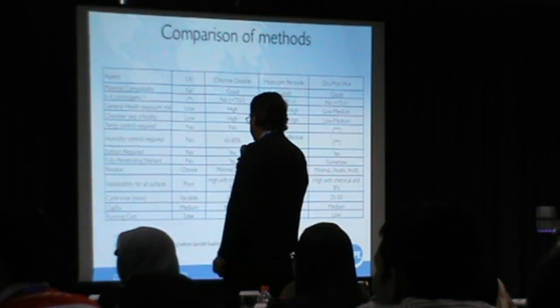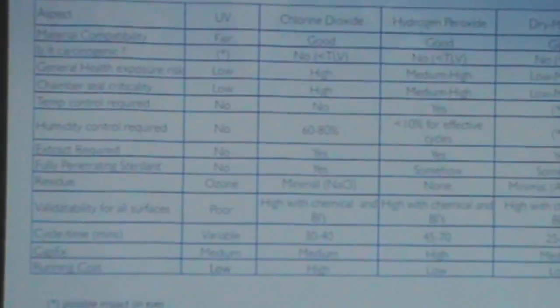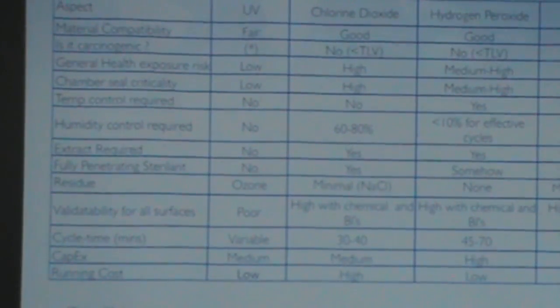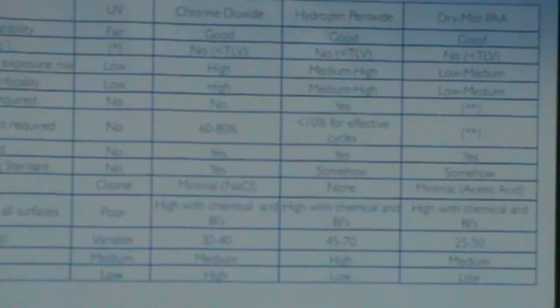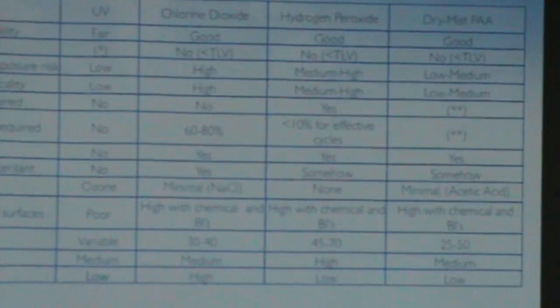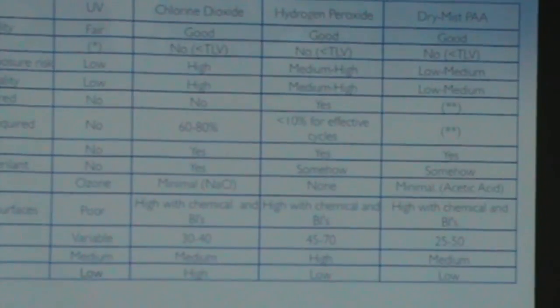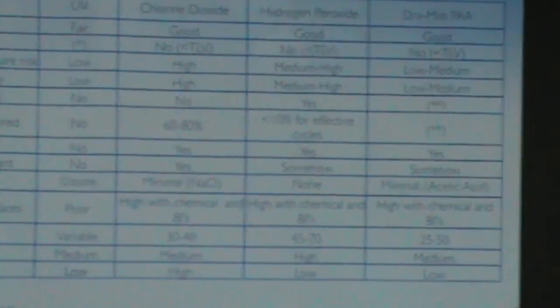So this is a comparison of different methods: UV, chlorine dioxide, hydrogen peroxide. Cycle time. I don't consider UV because it is not a reliable system. Why is UV not a reliable system? I put a question to you.